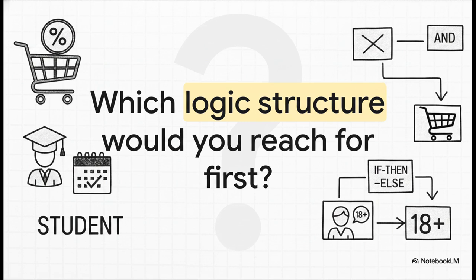Before we wrap up, I want to leave you with a quick challenge to really test your new logic toolkit. Imagine a store offers a 10% discount on weekends, but only for students who are over 18. Look really closely at that English phrase. Which exact combination of and, or, and nested ifs would you reach for first to build that algorithm? Take a beat to really think about those signal words we covered.